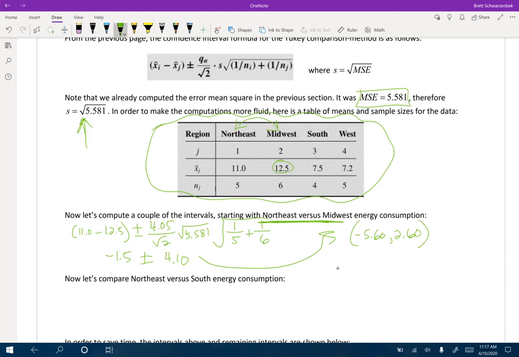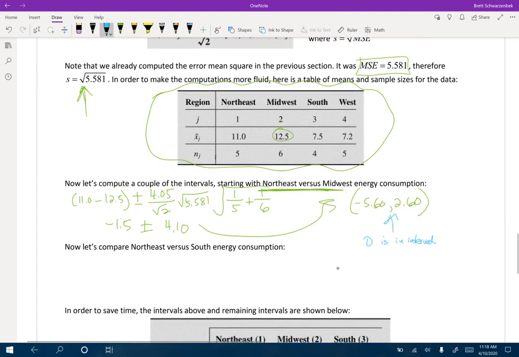Now, just before we move on, notice what value is not in here. 0 not... Oh, 0 is. Oh, 0 is in there. 0 is in the interval. I am blind. Yeah, 0 is in the interval. So basically, if 0 is in the interval, that means there's no difference between Northeast and Midwest. So if there's no difference between them, that means those are the two that didn't make this blow up and create a rejection. They are comparable energy consumptions. So that's the first thing here.